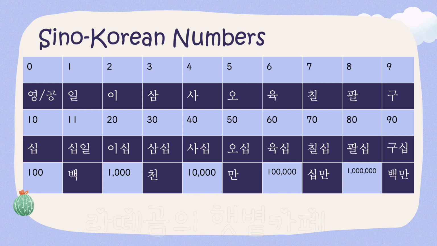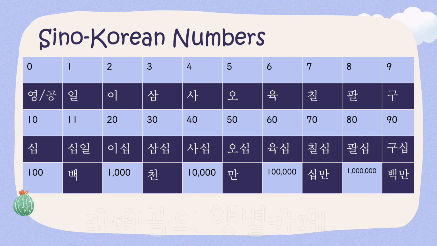So 0 is 영 or 공, 1 is 일, 2 is 이, 3 is 삼, 4 is 사, 5 is 오, 6 is 육, 7 is 칠, 8 is 팔, 9 is 구, and 10 is 십. Now, I only read 1 through 10 because we're going to take a look at the next numbers.